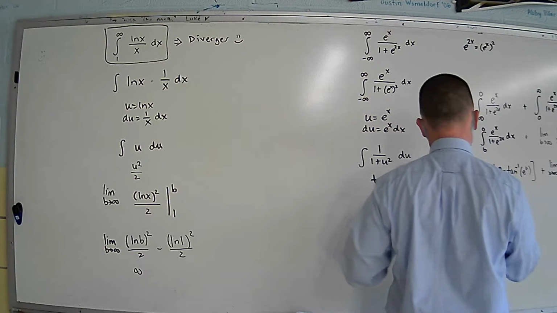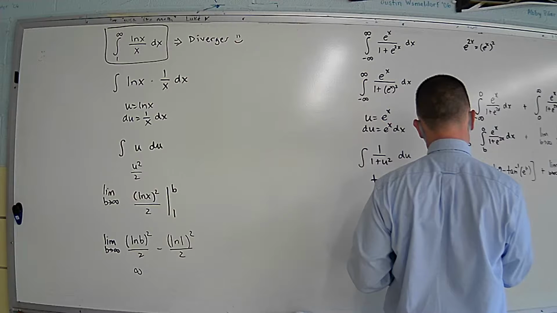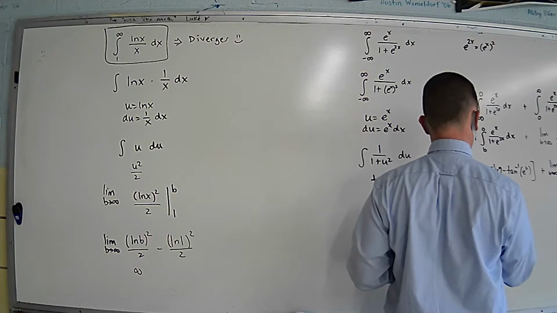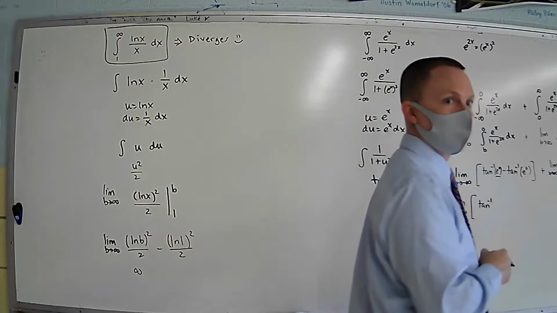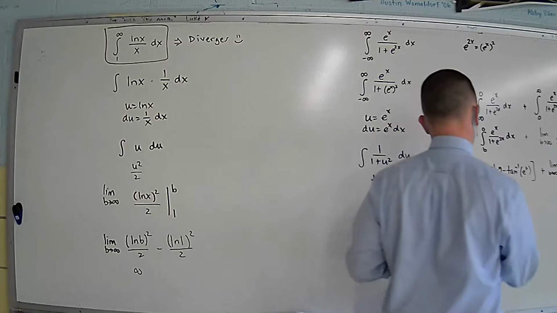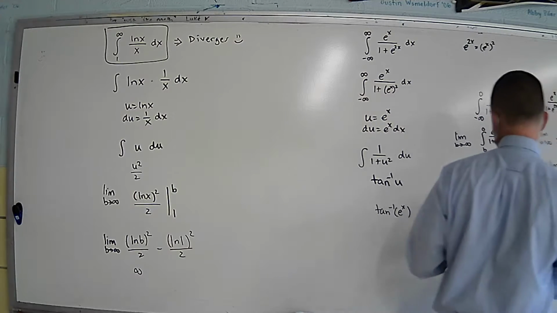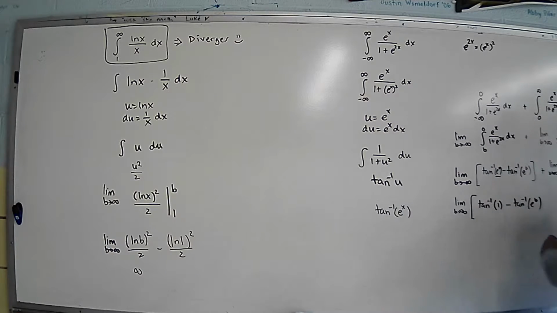Okay, so I've got this now. The limit as b goes to negative infinity of the inverse tangent of e to the 0, which is 1. So it's inverse tangent of 1 minus inverse tangent of e to the b. Plus the limit as b goes to positive infinity of the inverse tangent of e to the b minus the inverse tangent of 1 again.